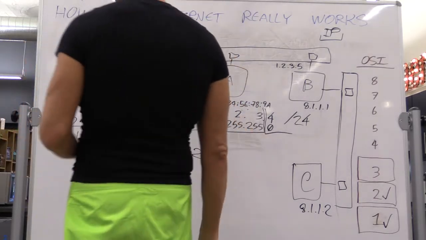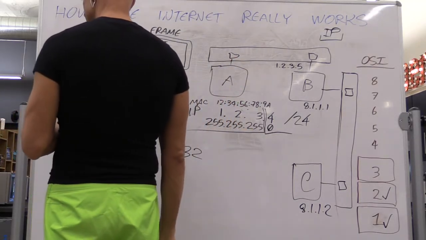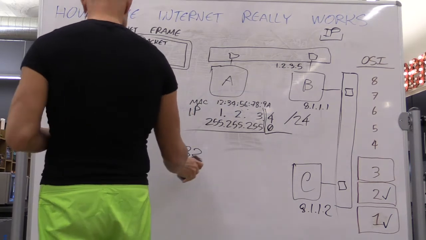Classless is class A versus B versus C, right? Class A is /8, right. Class B is... Yes.